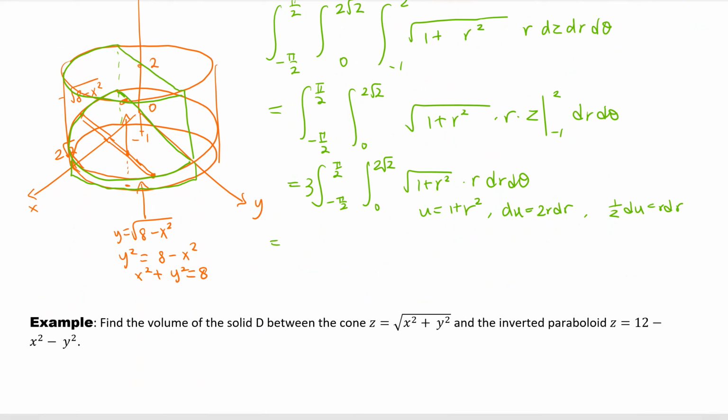Okay, now let's see. 3 stays here, theta from minus pi over 2 to pi over 2. And this is the integral of u of 0 to u of 2 root 2. Then we have the square root of u, r dr is 1/2 du. The 1/2 we can move in front. And then we still have the d theta. Yes. So, what is that?